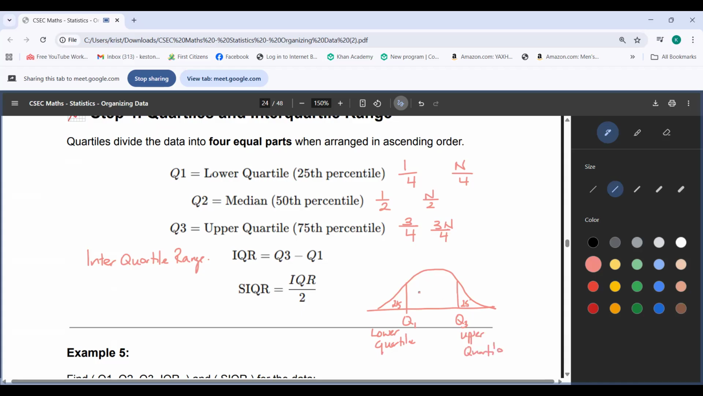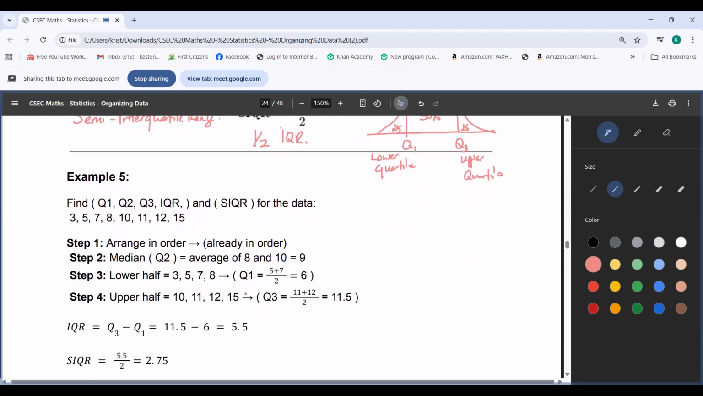This interquartile range that we're talking about here is the 50% in the middle, right? It's in between these two quartiles. It's the 50% that's in the middle. The semi-interquartile range is actually just half of your interquartile range. So once you calculate what this value is here, you could find a half of it, and that will give us our semi-interquartile range. Let's look at an example.